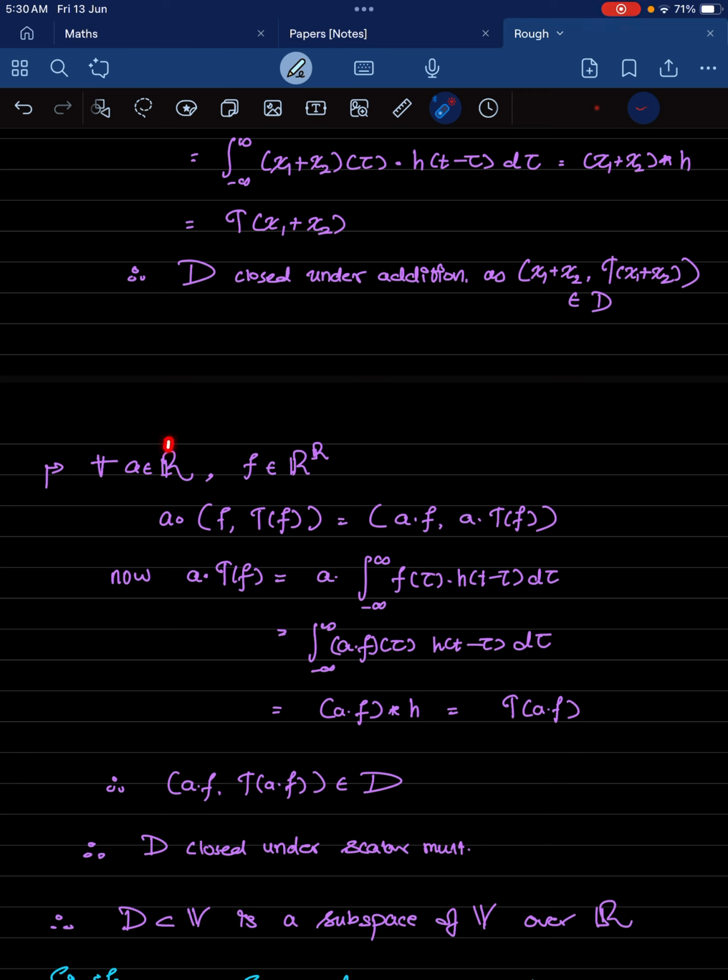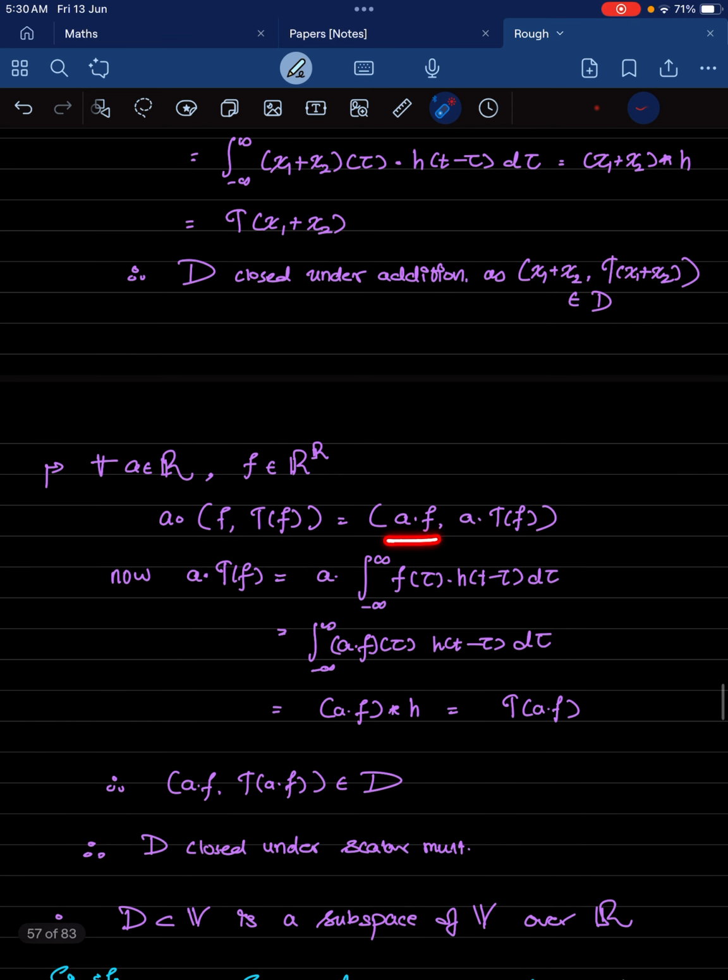Okay. What about scalar multiplication now? If I multiply a tuple from D with any scalar a from R, that will evaluate to be (a times f, a times T of f). Now is this of the form (a times f, T of a times f)? Because it has to be, otherwise this thing won't belong to the subset D.